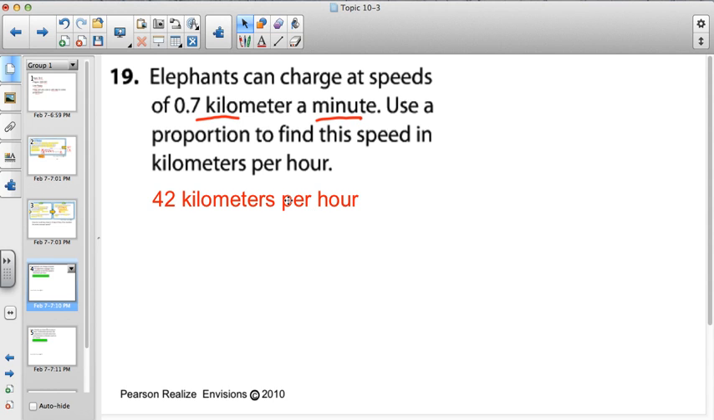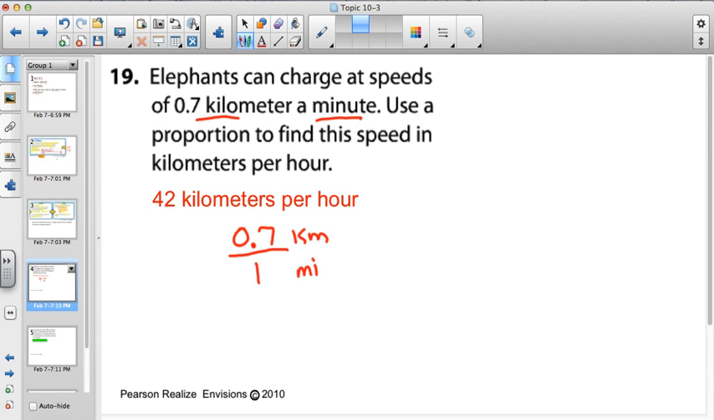Okay? Now if we were going to solve this problem, we would want to set it up like this. Our initial ratio is 7/10 of a kilometer to 1 minute. So this is 7/10 of a kilometer to 1 minute. Okay? And what we want to do is find out how many kilometers per hour. Well, we're working with minutes down here, so we know that we have to be working with minutes over here in order to create a proportion.